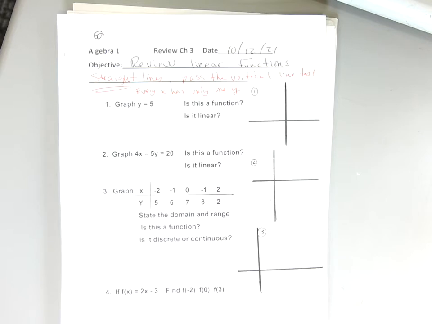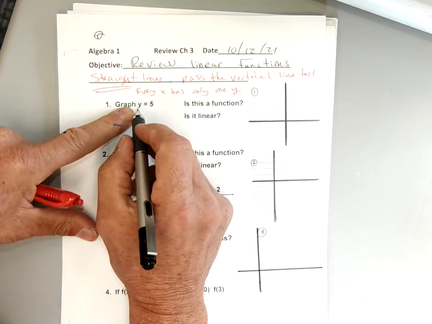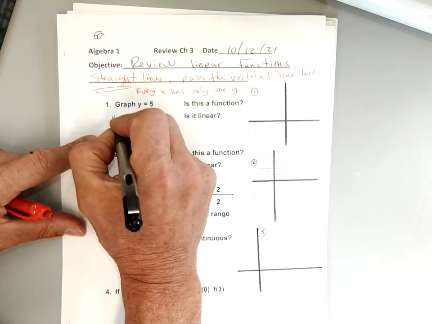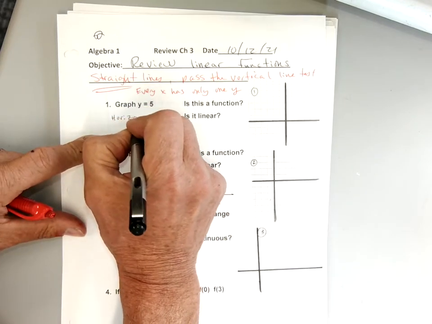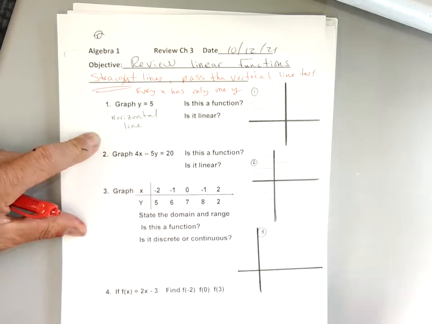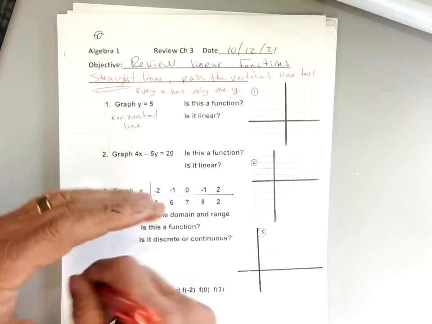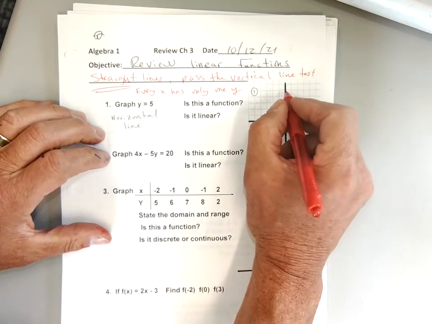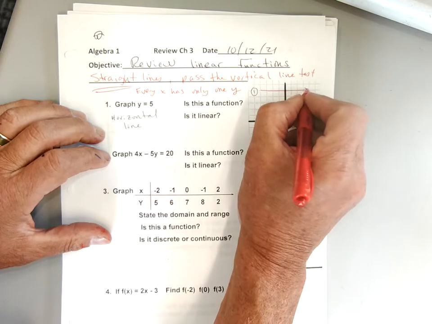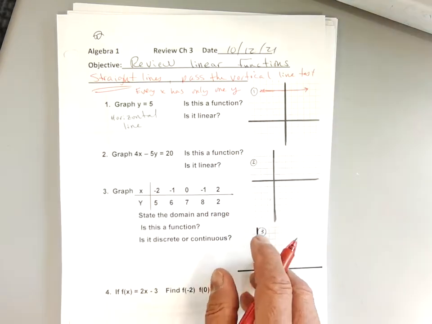Okay, number one, graph y equals 5. Now, if you've forgotten this, we went over this, one of our special ones. Y equals 5 is a horizontal line. So I just go up to 5. 1, 2, 3, 4, 5. And I draw it like that. Okay? That's it.